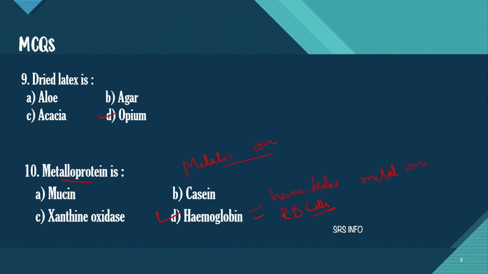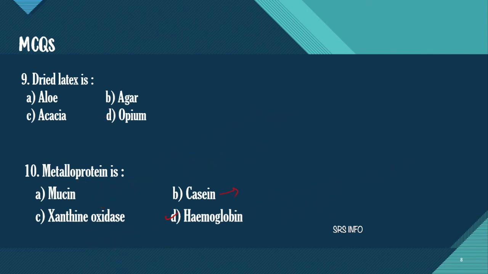What is xanthine oxidase? Xanthine oxidase is an oxidoreductase enzyme, and it generates the reactive oxygen species. What is mucin? Mucin is a glycosylated protein in epithelial tissue. What about casein? It's a very important protein.